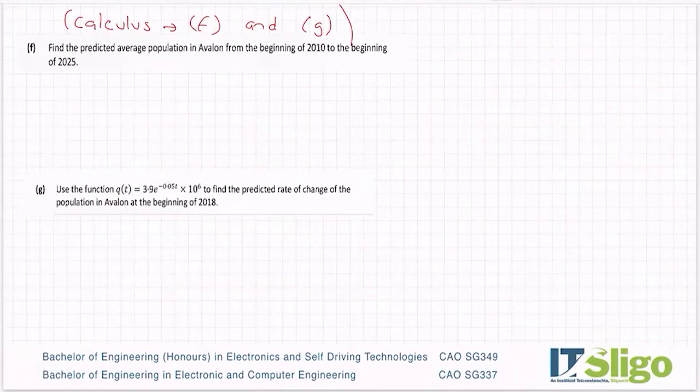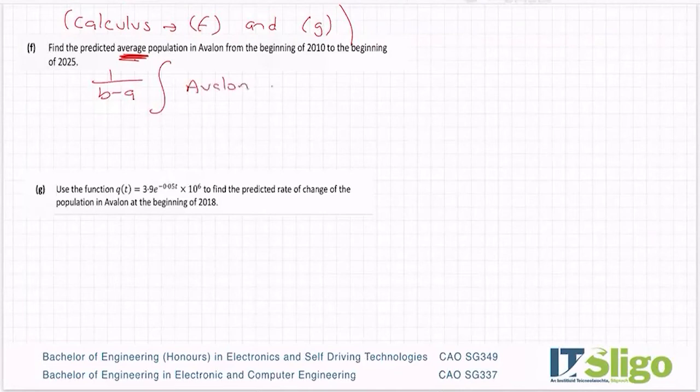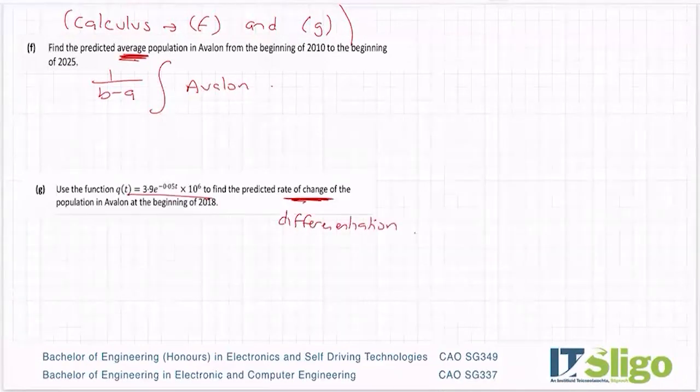I'm going to leave them for now because I know you don't have calculus done. Okay, this word average will be integration. So it'll be 1 over b minus a, the integral of Avalon. Okay, and then the function q of t down here to find the predicted rate of change is differentiation. Okay, that's another word. So differentiate it and then sub in t equal to 8. Okay, and that will give you the rate of change at the beginning of 2018.